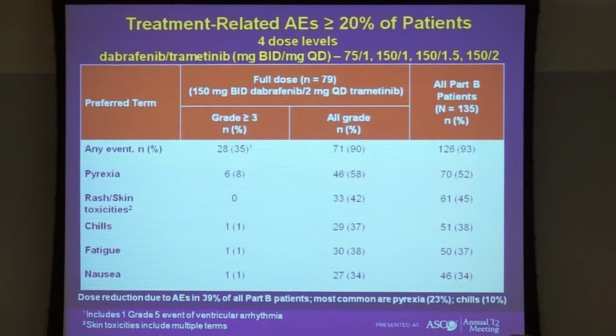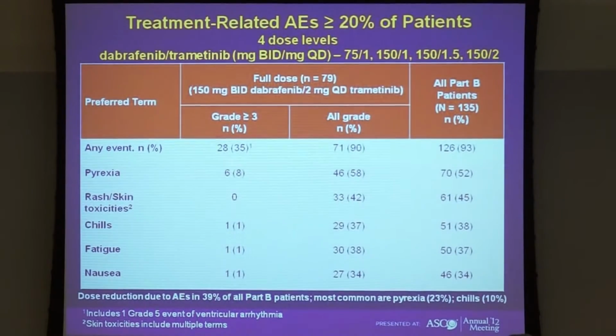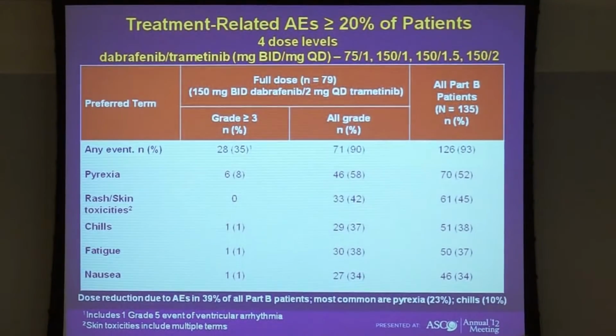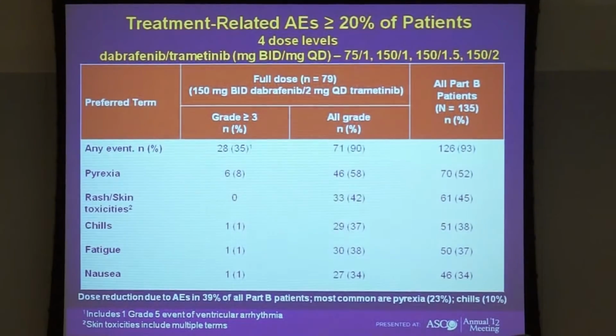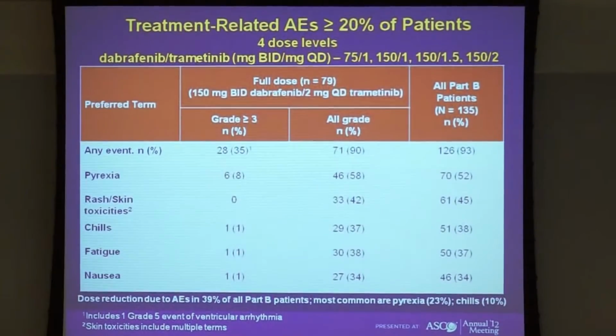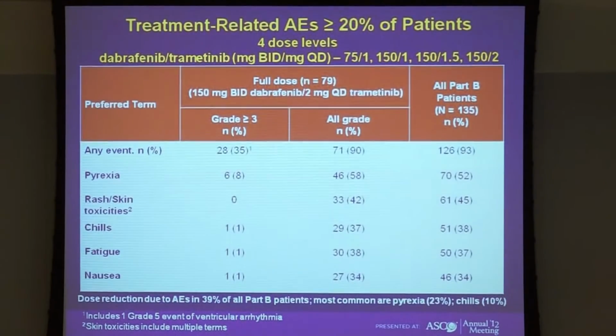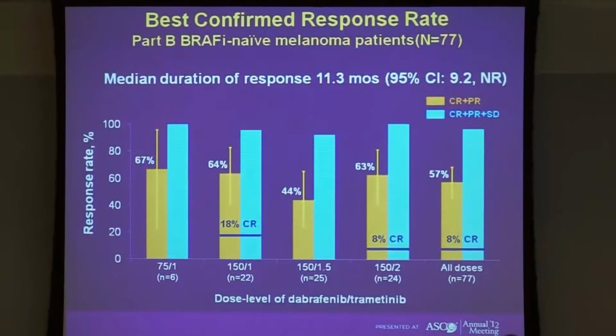So let's take a look at the toxicity. Again, we're sort of ignoring the milder toxicities of grade 1 and 2. 8% had fevers. Severe rashes were no longer seen. Somehow the BRAF calms down the rash that MEK makes. You do see chills, fatigue, nausea. You also see fewer of the skin cancers that you saw.